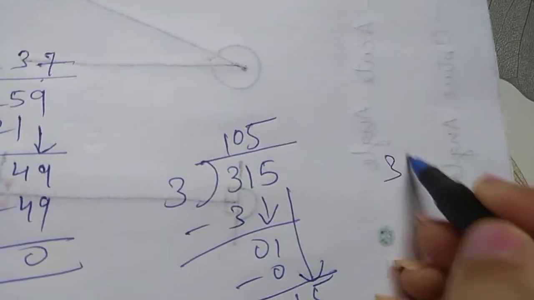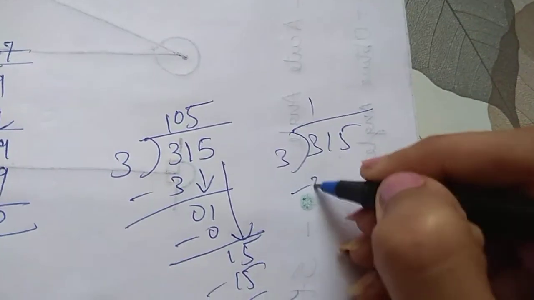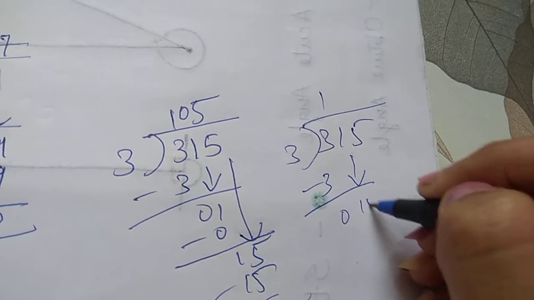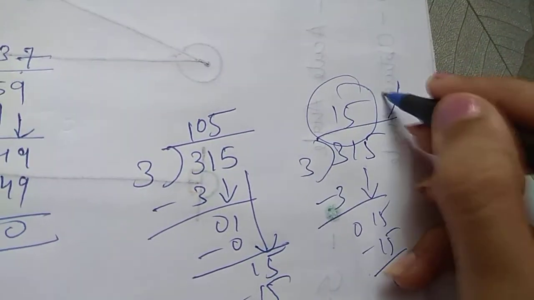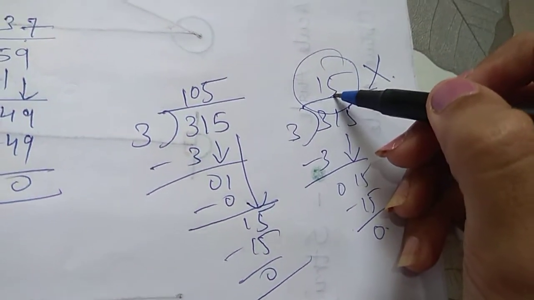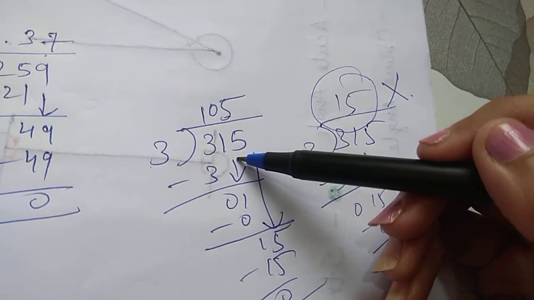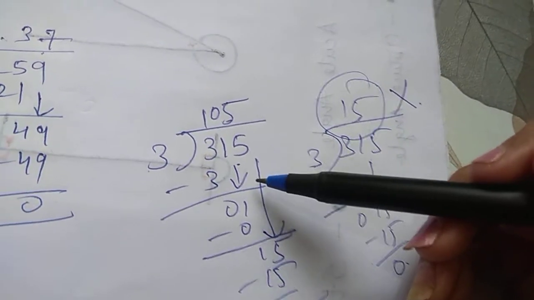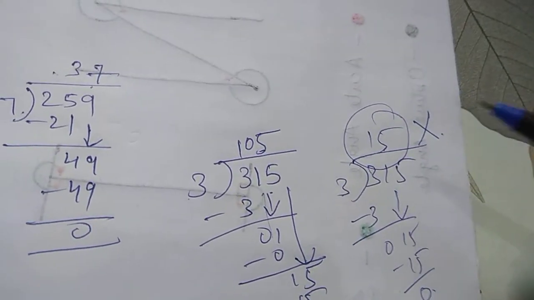105. What kids usually make a mistake is they do 3 1s are 3 and 3 5s are 15. Now this is wrong, because 3 15s are 45, so 3 into 105 is 315, not 35.